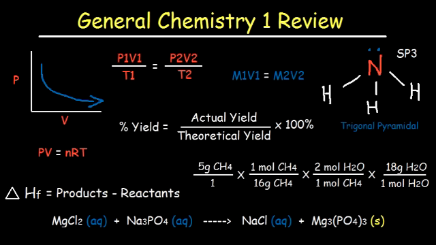It also covers dilution problems, balancing equations, how to find the oxidation numbers, how to identify if it's an oxidized or a reducing agent. We're also going to talk about gas laws, PV equals nRT. We're going to go over vapor pressure, partial pressure, Graham's law of diffusion, mole fraction, and the kinetic molecular theory.